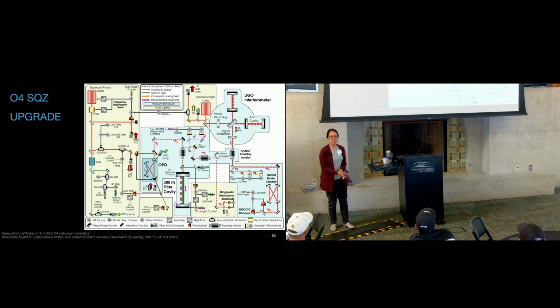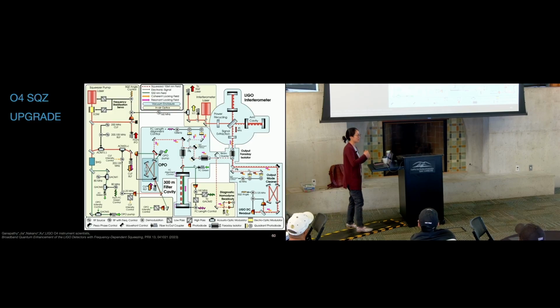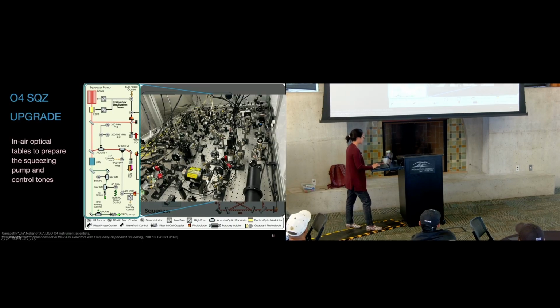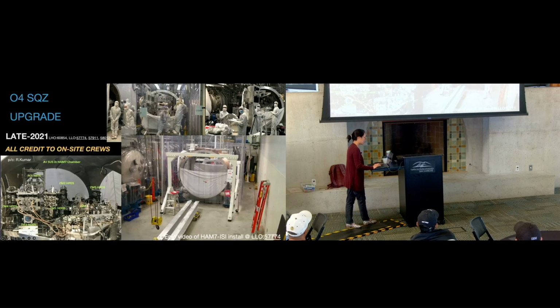So yeah, a lot of the alignment problems in the quantum optics lab are very familiar, and there's stuff that we have to automate for observations, as well as many other things. So we have in-air optical tables that produce all these additional tones that we're using to sense and control the squeezing field. So we have about 2 tables like this to prepare the squeeze light.